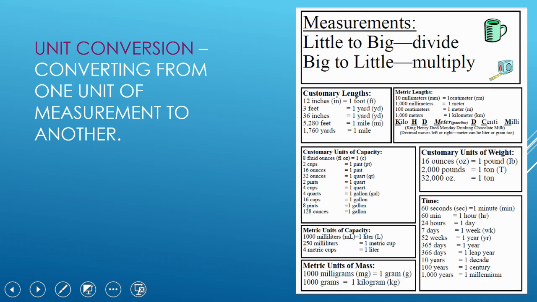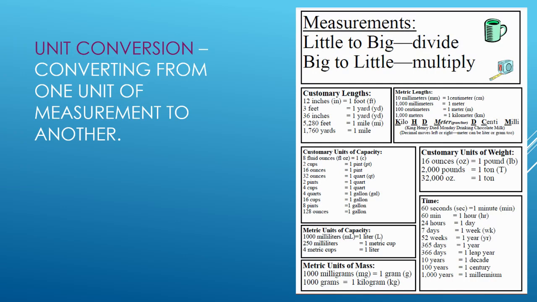A unit conversion is when you are converting from one unit of measurement to another. So for example, you could be converting from inches to feet, or from centimeters to meters, ounces to pounds. Any sort of measurement conversion where you're going from one to another is a unit conversion.